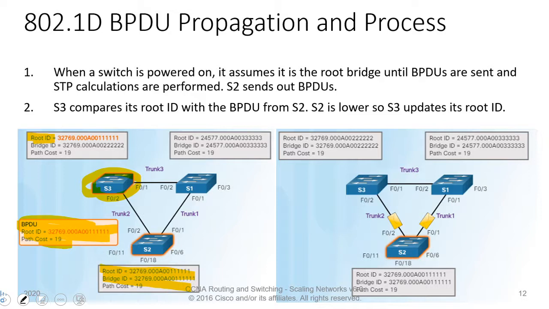If the received one is the lowest, that will be assigned as the root. Otherwise, S3 will still keep itself as the root. So if S2 is lower, S3 will update its information. If not, it will not update.